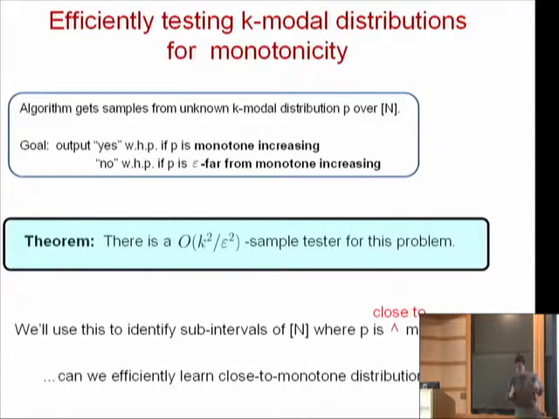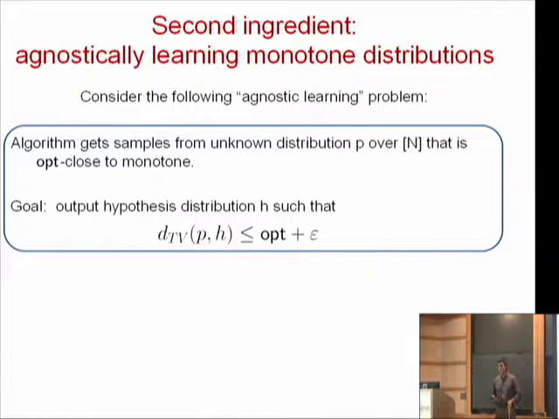So if we're going to run the learner on some supposedly monotone interval that we get from this, we better have a learner that doesn't just work if it's truly monotone, but works if it's close to monotone. In other words, we want something like an agnostic learner for monotone distributions. If we run this tester and we have close to monotone intervals, we're going to be in a situation where we have an unknown distribution. Think of this p as the conditional distribution over some interval that passed our test. So we have an unknown distribution that is close to monotone, say it's opt close to monotone. We want to learn it to high accuracy, something like opt plus epsilon. This is the kind of situation we're going to be in.